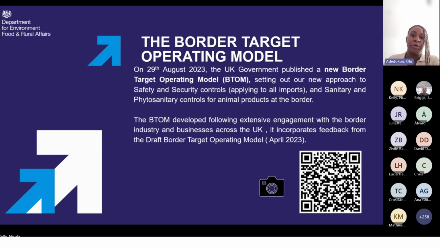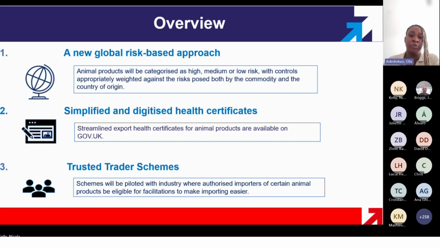So this Border TOM incorporates three major schemes. There's a new global risk-based approach where animal products will be categorized as high, medium or low risk. And these controls are appropriately weighted against the risks posed by the commodity and the country of origin. We also have streamlined export health certificates for animal products, and these are available on gov.uk. I will go through this a bit more during the session. We also have the Accredited Trusted Trader Scheme. The pilot for this has also launched, and I will be going through this in a bit more depth during the session.